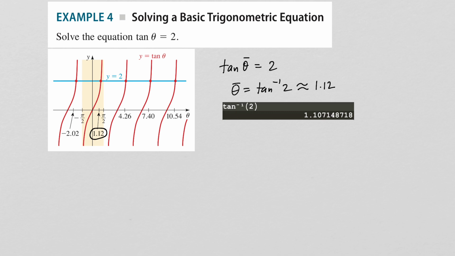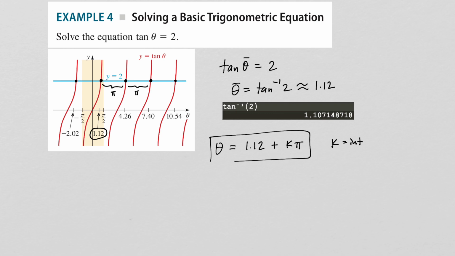And so what are the solutions going to be? Well, again, we have tangent equals 2 right here, but then tangent is going to equal 2 again here, again here, again here, and here. And so what separates all these solutions is the period of the tangent graph, which of course we know is pi units. So if you want all the solutions, we're going to have 1.12 plus k times pi. And again, k is equal to an integer.